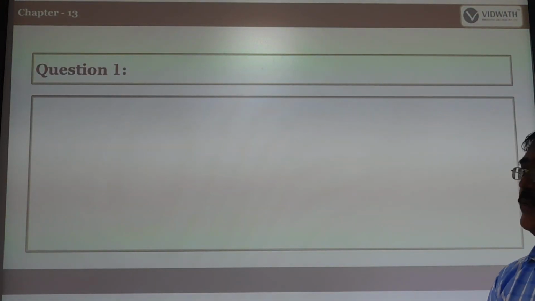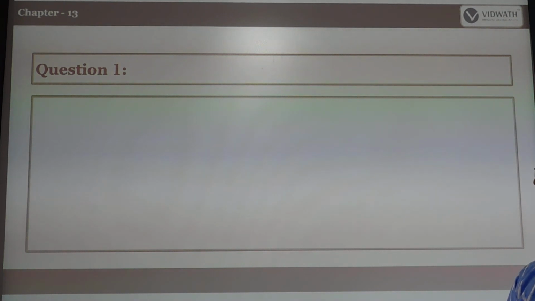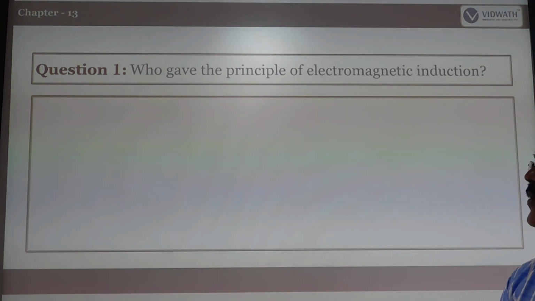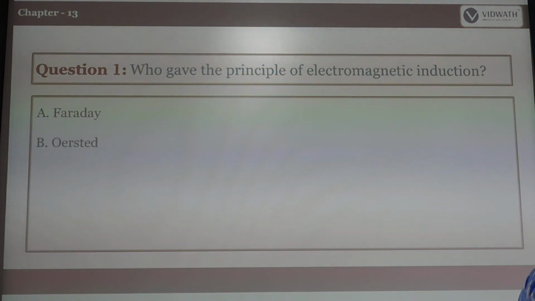Related to these topics, here are some questions. Who gave the principle of electromagnetic induction? Faraday, Oersted, Volta, or Ampere? The correct answer is Faraday.